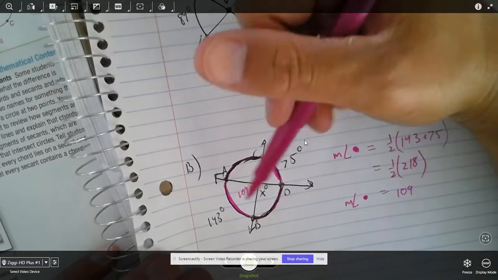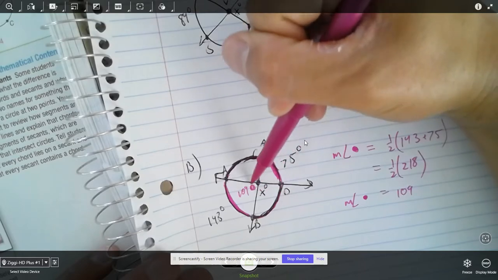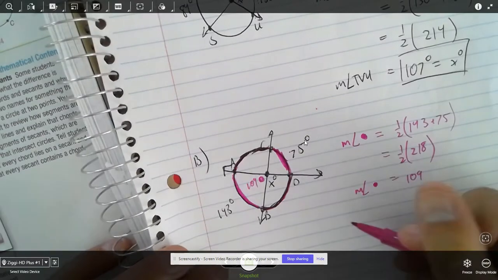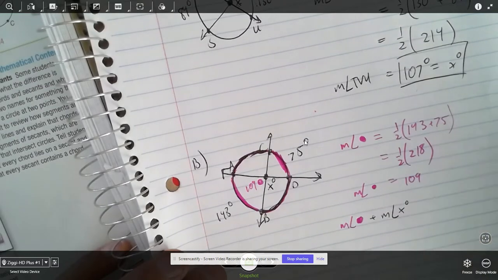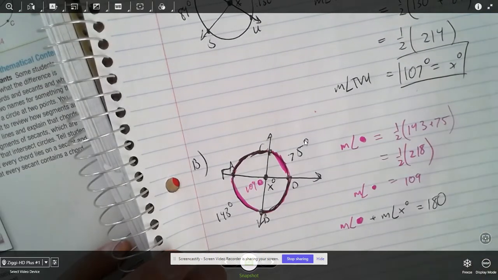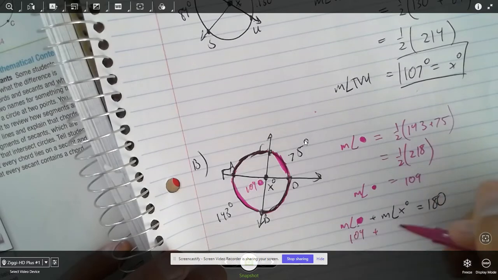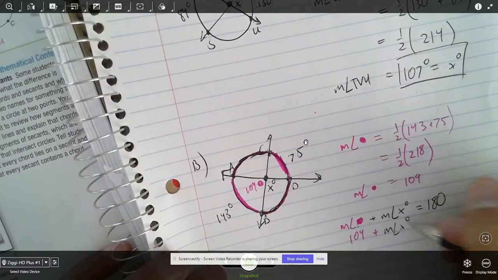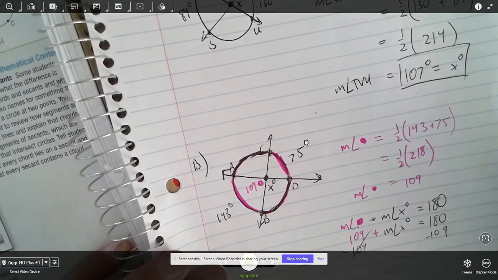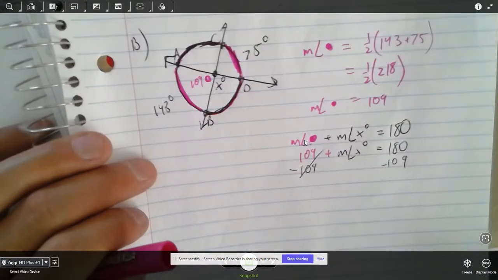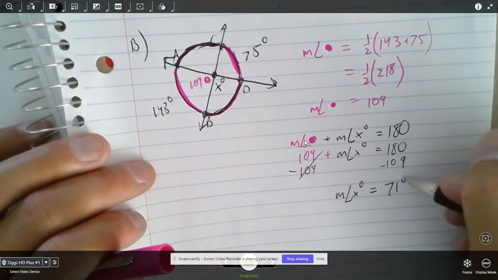Well, I know that this is a straight line. And any angles that add up to a straight line should make 180 degrees. So I know that the measure of angle plus the measure of angle x, let's say x degrees, I don't know what that is, is 180 degrees. And I just figured out that this angle is 109 degrees. I just don't know what measure of angle x degrees is. I do know 180. And I just subtract 109 from both sides. And I should get, finally, that the measure of angle x degrees is, ta-da, 71 degrees.